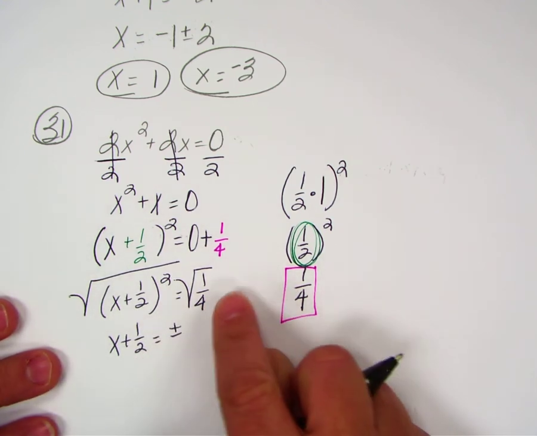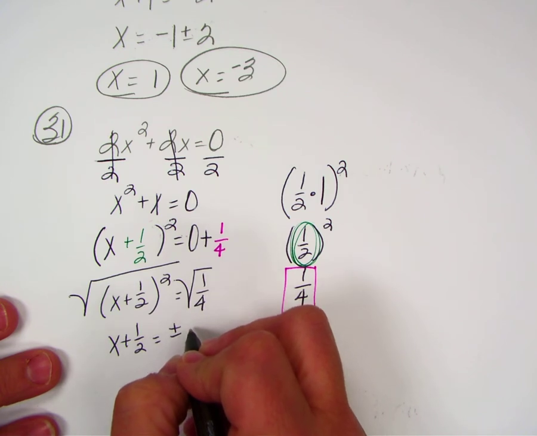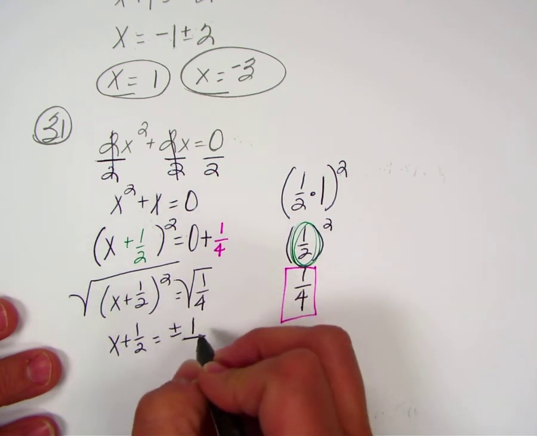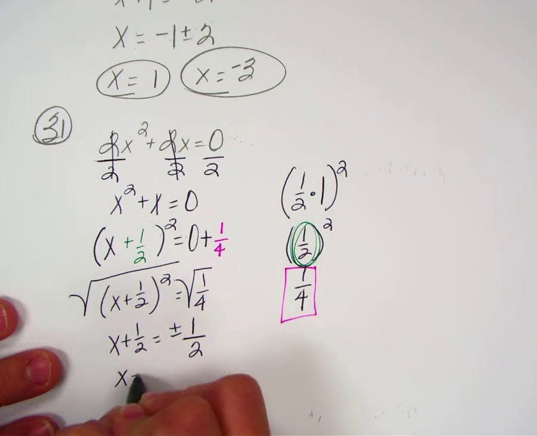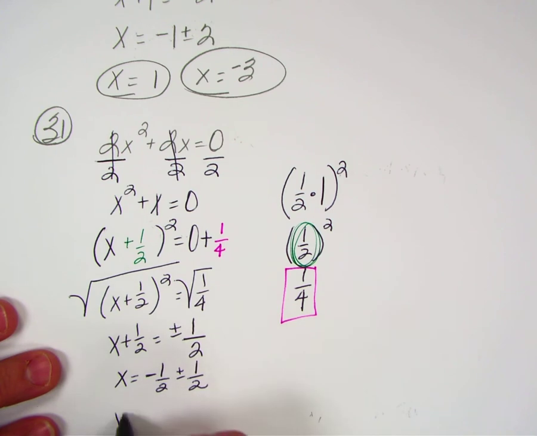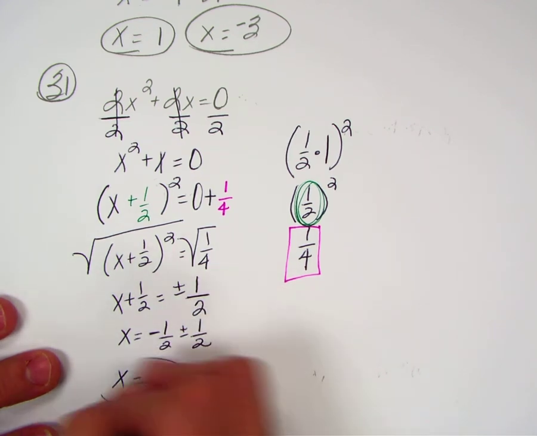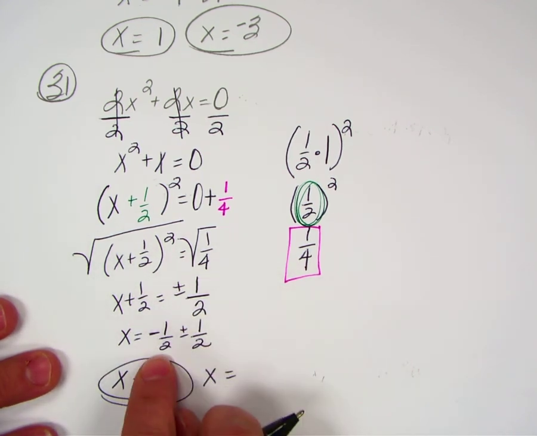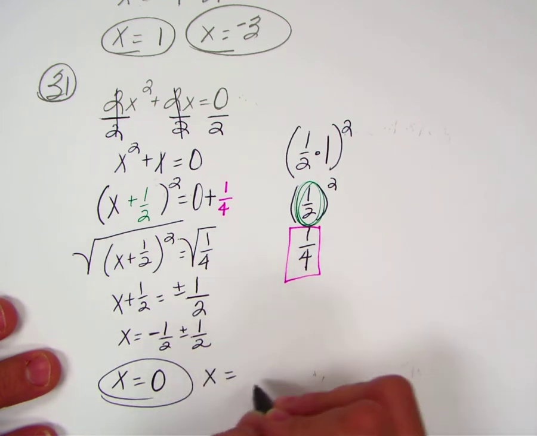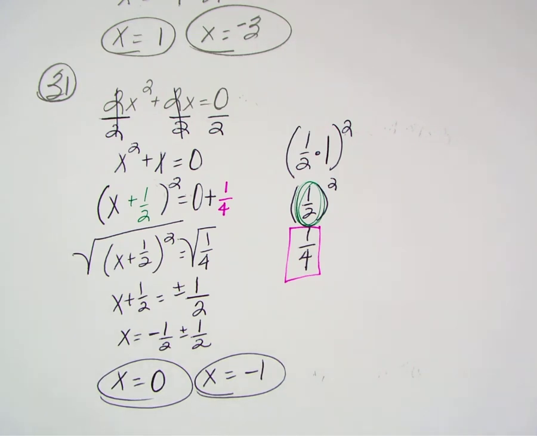Plus or minus. What's the square root of 1? 1. What's the square root of 4? 2. So x equals negative 1/2 plus or minus 1/2. Negative 1/2 plus 1/2 is 0. Negative 1/2 minus 1/2 is negative 1. If you do it by graphing, it's going to cross at negative 1 and 0 on the x-axis.